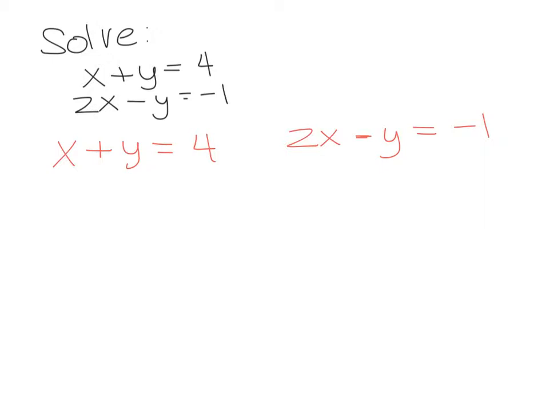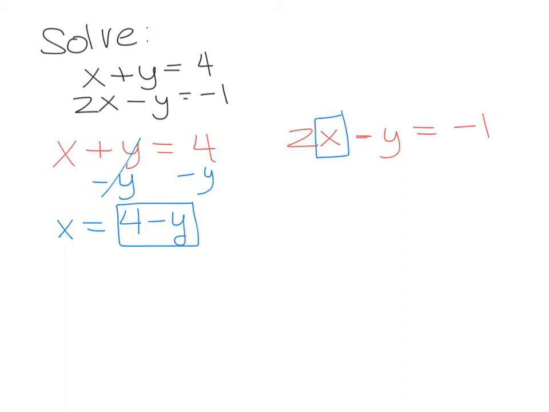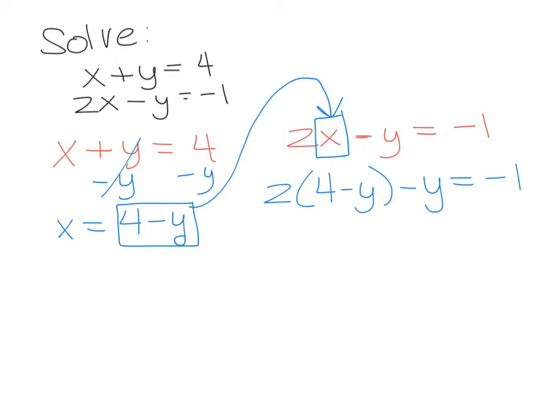And I am personally going to decide to get the x alone. So to get the x alone, I am going to subtract y from both sides of the equation. And so I'll have x equals 4 minus y. Now, I'm going to take what I just found. x is supposed to be the same thing as 4 minus y. And I'm going to go to the other equation, and I am going to replace the x with the 4 minus y. And now I have an equation that I can solve.